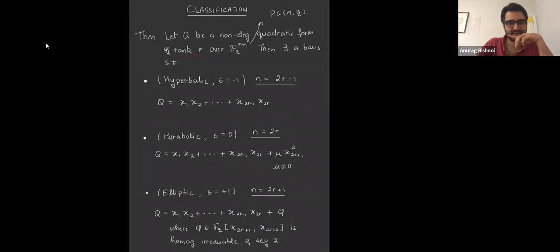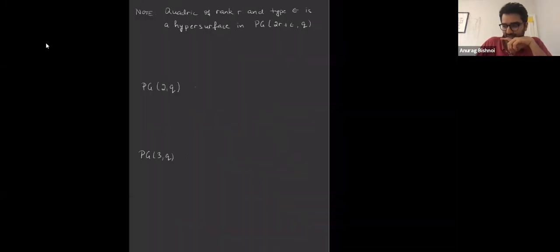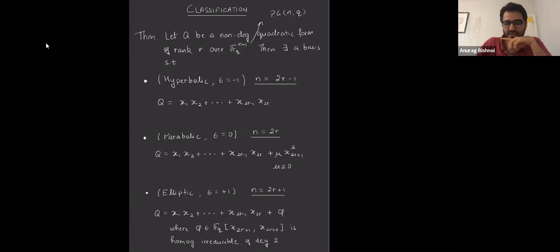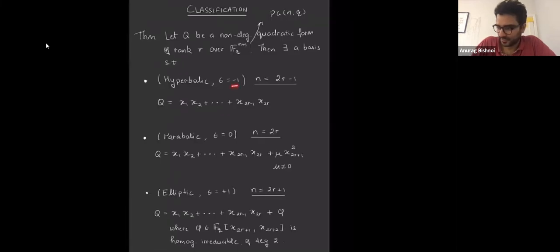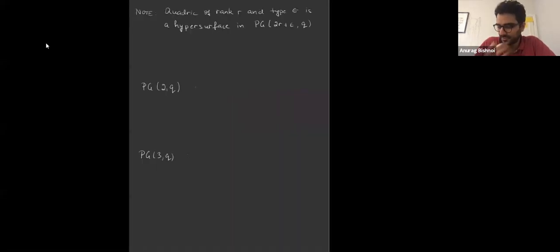That's the idea. But now the main thing why we care about this classification is because we can use them to count the total number of points. But before that, I have something else. Just another observation. If you have a quadric of rank R and the type epsilon that I wrote there, then the dimension of the underlying projective space is 2R plus epsilon. You can check that here. So this minus 1, 0, 0, plus 1, plus 1. Something to keep in mind.